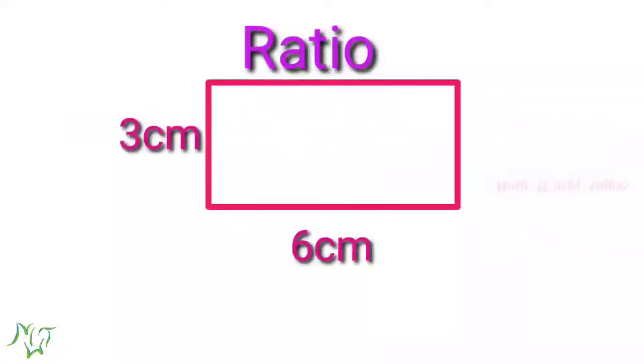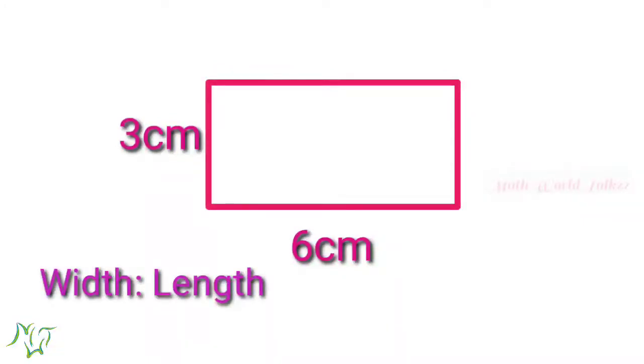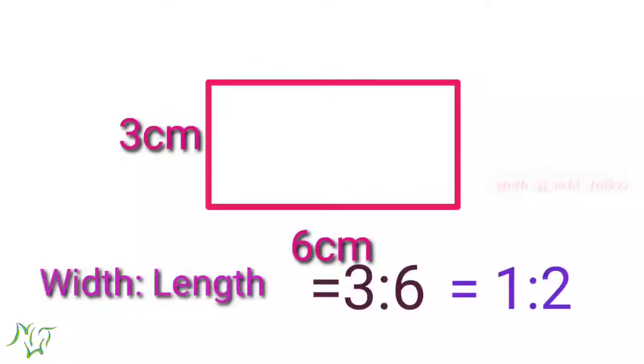Here you can see a rectangle of width 3 cm and length 6 cm. So what is the ratio of width to length of this rectangle? So we can write width is to length is equal to 3:6. We should write this in the simplest form. You can see 3 is common in both 3 and 6. So cancelling we get 1:2. That is ratio of width to length of the given rectangle is 1:2.